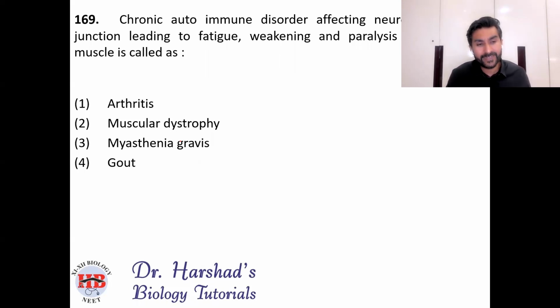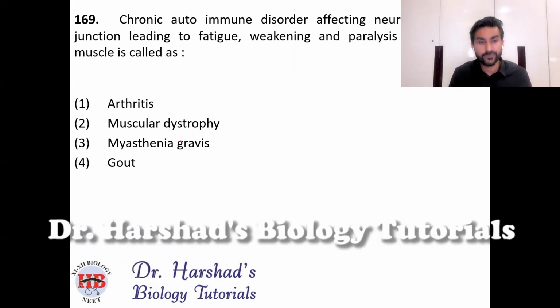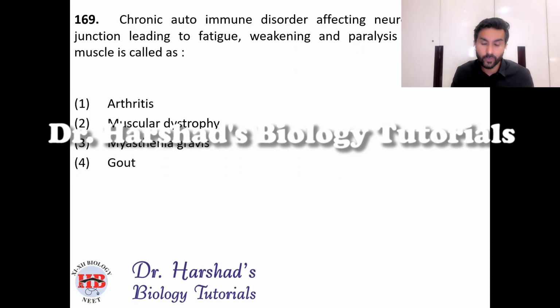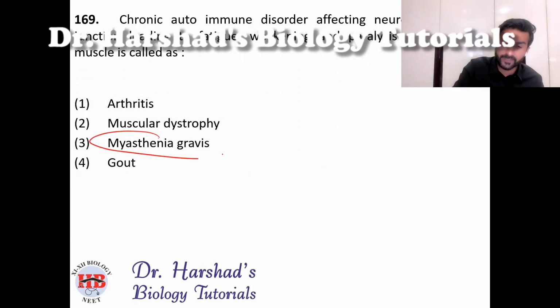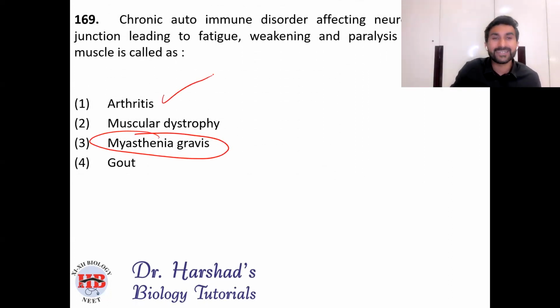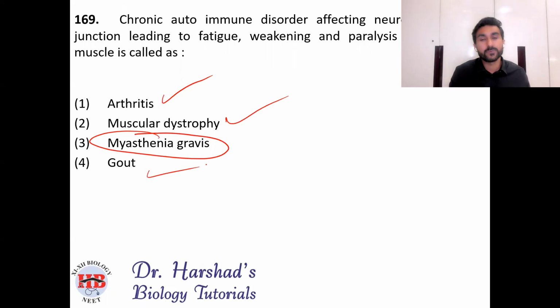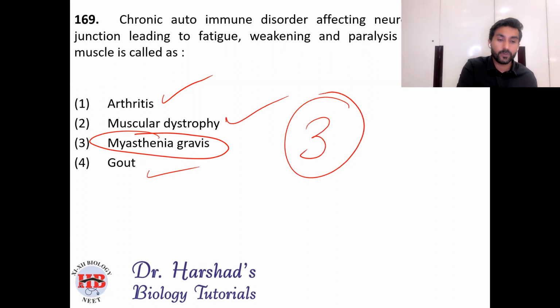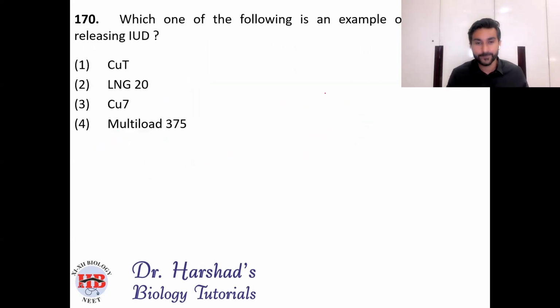Chronic autoimmune disease affecting neuromuscular junction leading to fatigue. Now, the only autoimmune disease that you have in this chapter is myasthenia gravis. If you know, arthritis is a degenerative disease. Muscular dystrophy is a genetic disease. Gout is a metabolic disease because of accumulation of uric acid. The only autoimmune disease in this disorder is myasthenia gravis. So our answer in this case would be option number 3.